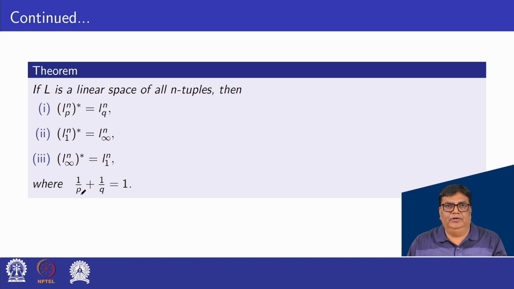And if we put p equal to infinity, that is 1/p is 0, then we have 1/q equal to 1, so q is equal to 1. So the dual space of L infinity n is L1n.